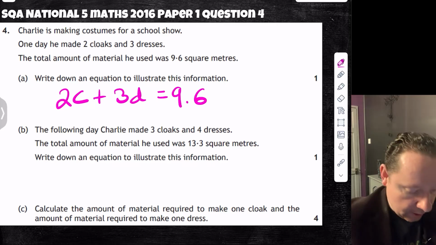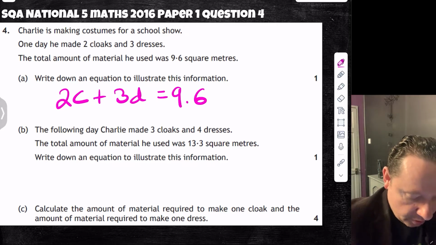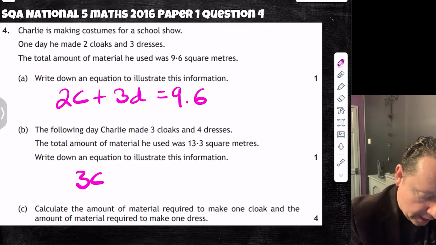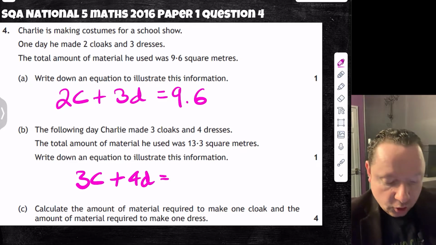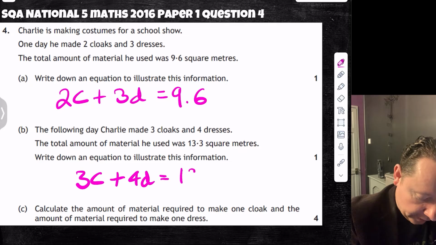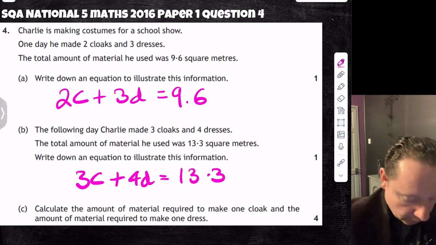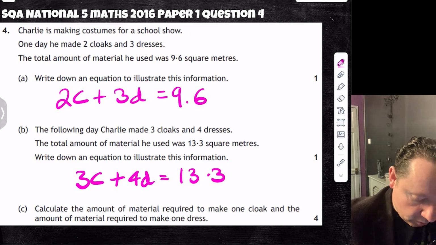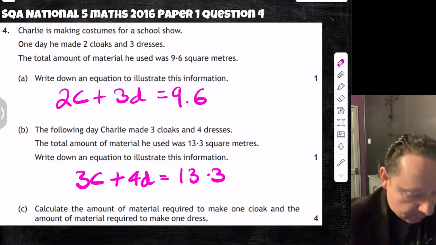And there's an easy mark. Part B says the following day Charlie made 3 cloaks and 4 dresses, and the amount of material used was 13.3. So 3C plus 4D equals 13.3. I've now written the equation to illustrate that information for another mark. For part C: calculate the amount of material required to make 1 cloak and the amount to make 1 dress.